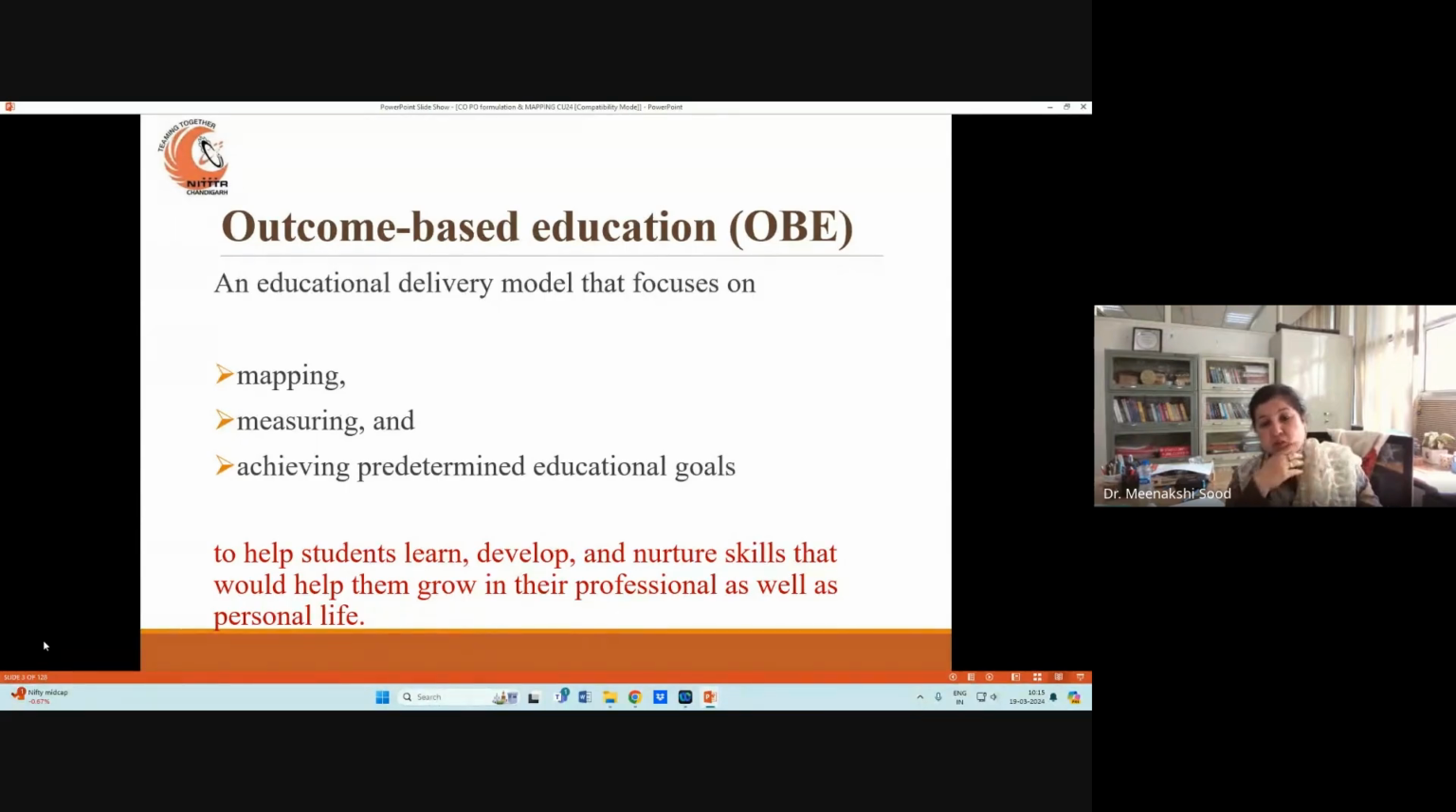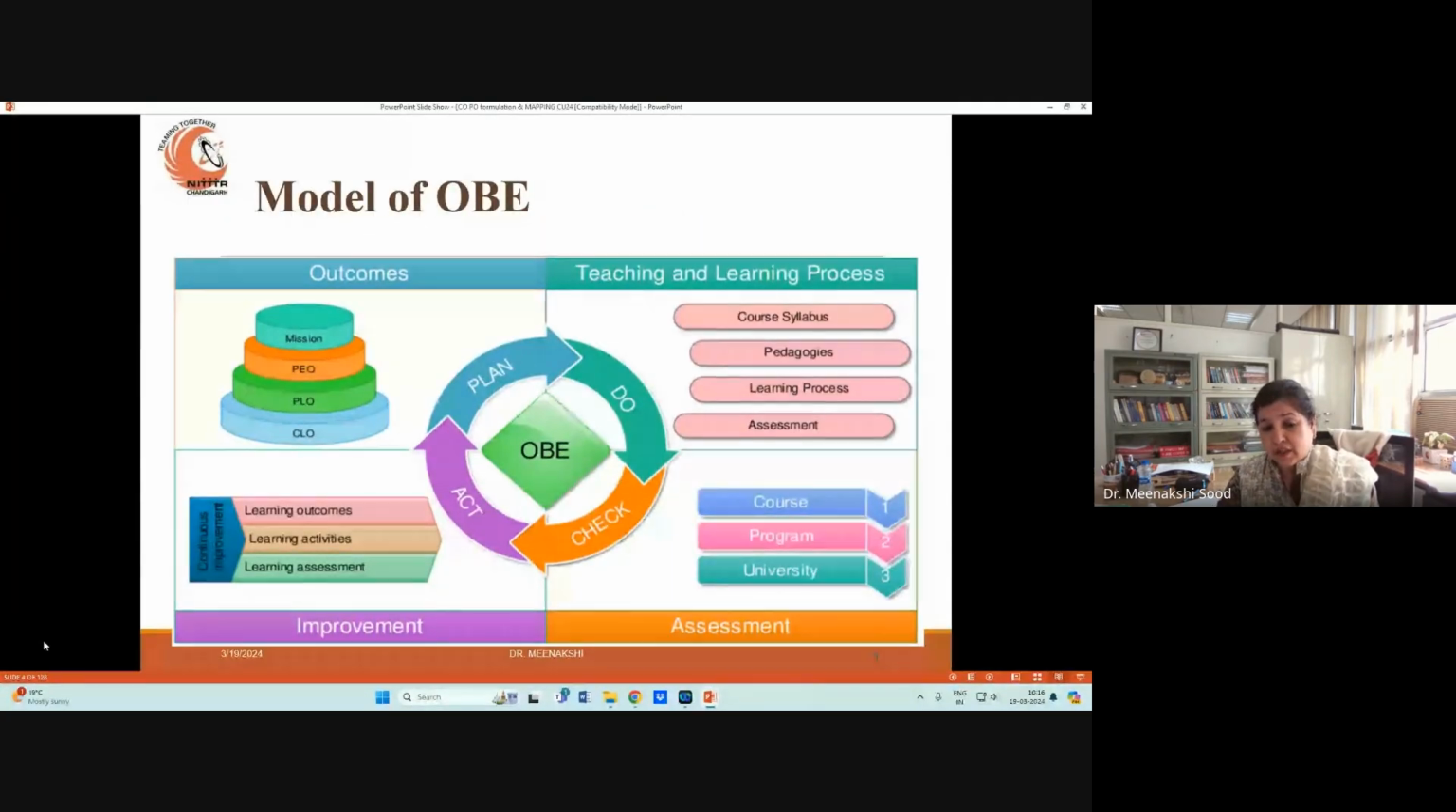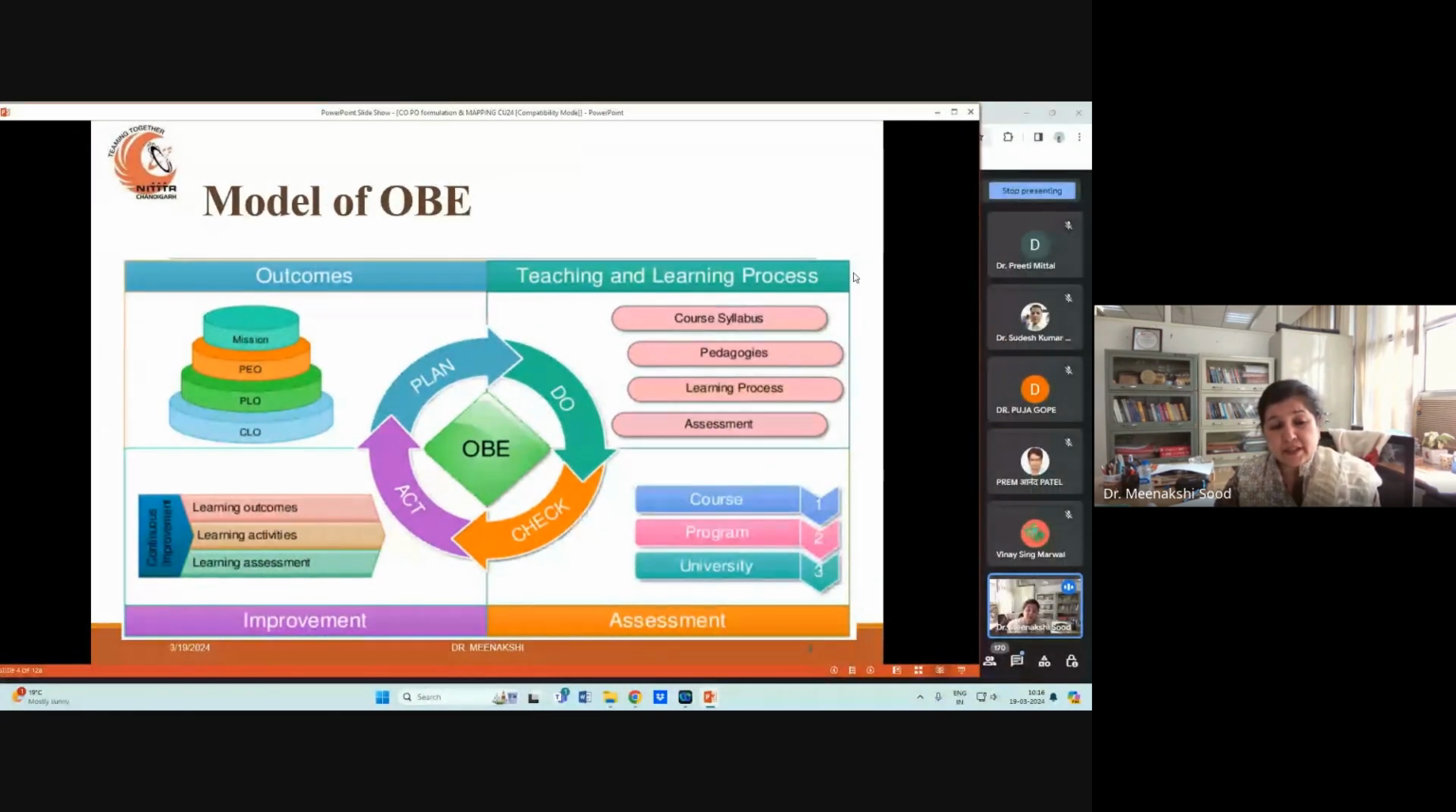So OB, as we all know, is basically a model which focuses on measuring and achieving the predetermined educational goals. If I show you this, which you all are aware of, it is basically a PDCA cycle, that is plan, do, check, and act. So, first and foremost pillar of the OB is the planning part, that we call the outcomes. Planning at the very beginning, that why we are designing any curriculum, or why we are teaching this subject, or why we are floating this program, or why the institute or the university is starting this program, right?